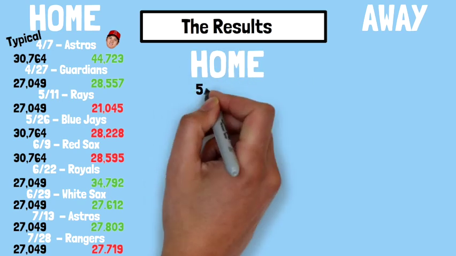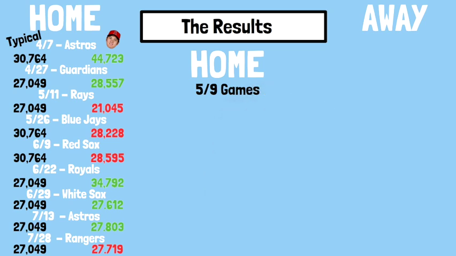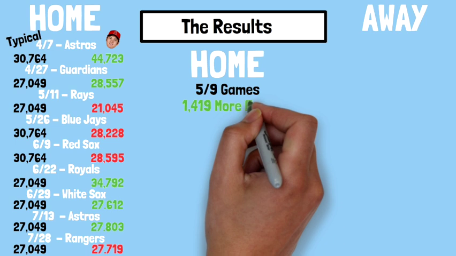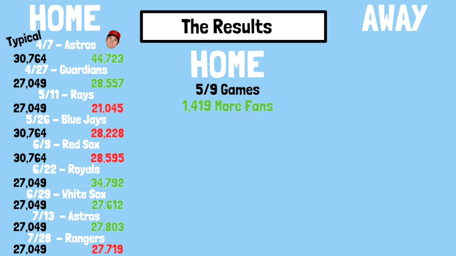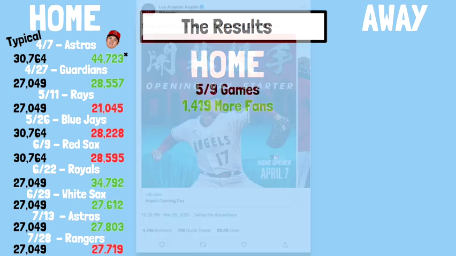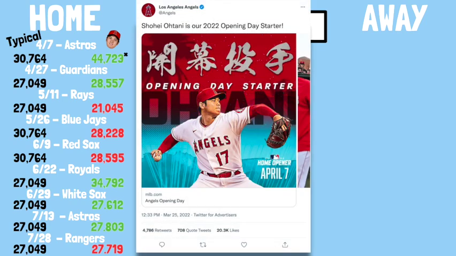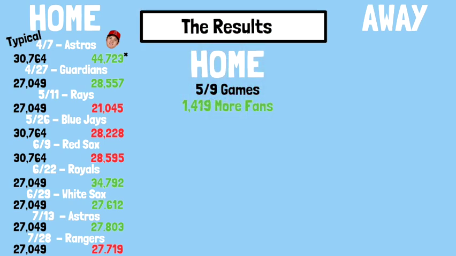Overall, for his home starts, he drew more fans than average in 5 of his 9 starts this season, which averaged out to be nearly 1,500 more fans per game when he is on the mound. Now, that does come with some asterisks because he is pitching at home. The first one being that Ohtani was the Angels' opening day starter, which happens to be consistently one of the most attended to games of any team's season each year. That was by far the largest attended home game Ohtani has had this season.